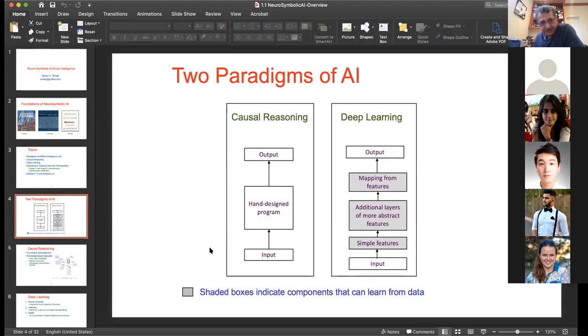So the two paradigms of AI. The deep learning part is input, simple features, additional layers, mapping from features to output. Deep learning is many, many layers like this. Classical layers are input to output with a hand-designed program here. This is a standard approach to writing code. Of course, in causal reasoning, we have some kind of input, and the reasoning goes about saying what caused that particular image. It's got to be this, would be the output. What is the cause of it?